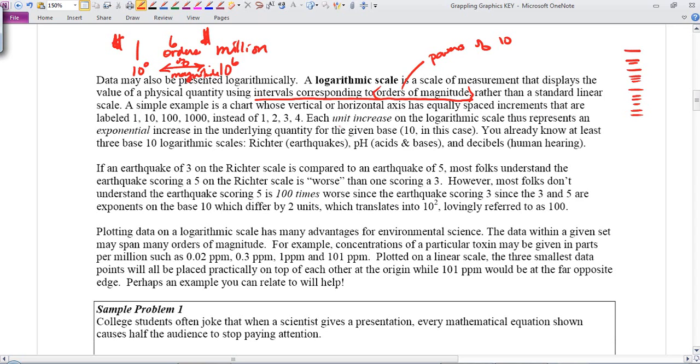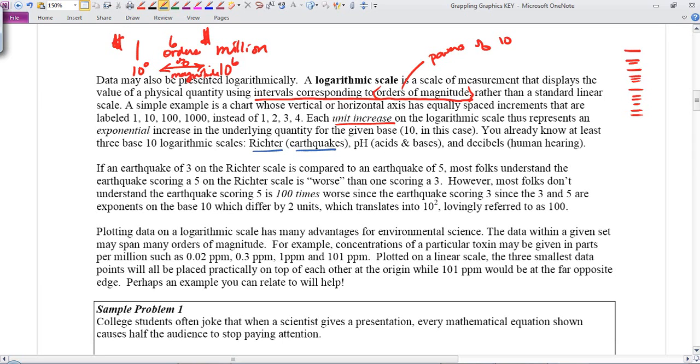So each unit increase on the logarithmic scale, again, represents an exponential increase, or a power of 10 if you prefer, in that quantity. So you already know at least 3 base 10 logarithmic scales. You may not know that you know them, so let's add to your data sophistication prowess. Richter scale. Heard of it? Of course you have. What does it measure? Earthquakes. Says so right here on the page.